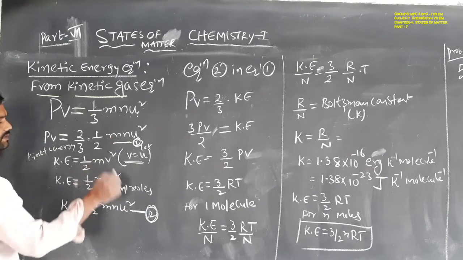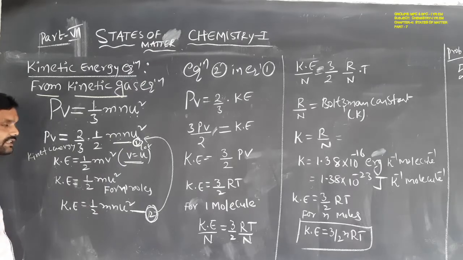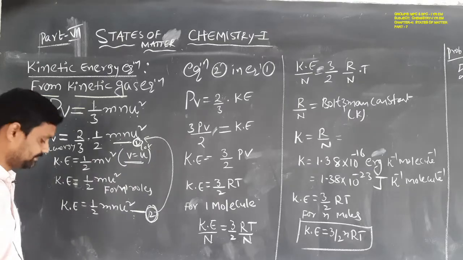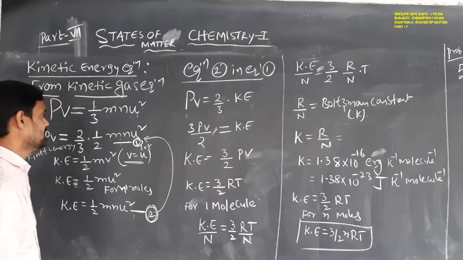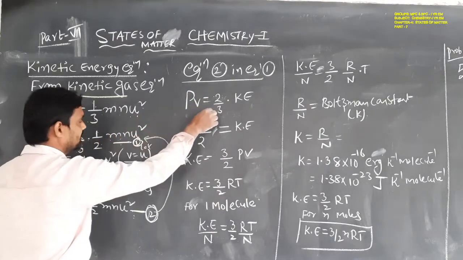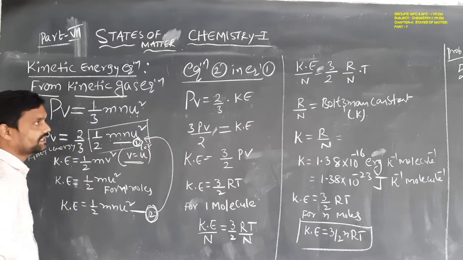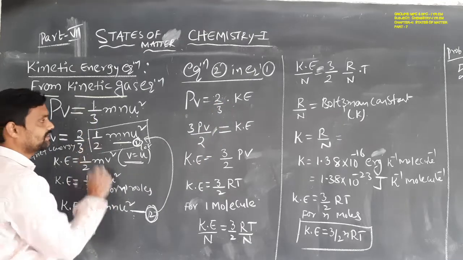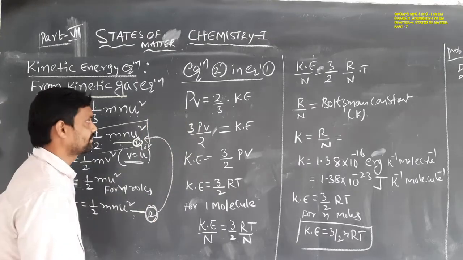Half mn u square. In equation 1, half mn u square is present. So what can we do here? Equation 2 is substituted in equation 1. So equation 1 is PV is equal to 2 by 3, and in place of half mn u square, we substitute the KE value. So equation 1 changes as PV is equal to 2 by 3 into KE.